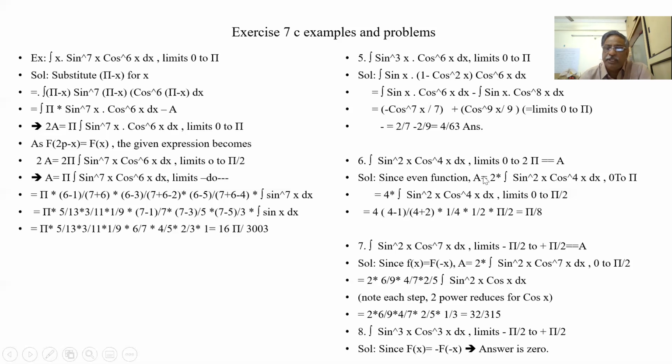So I have used here f of x is equal to f of minus x function. Property number 8. Okay, now we'll go to another problem. Integral sine square x cos 7x, minus pi by 2 to plus pi by 2. Here it is given minus pi by 2 to plus pi by 2. So here f of x is equal to f of minus x. Sine square is an even function, cos of minus x is cos x, and the power also is cos of minus x.